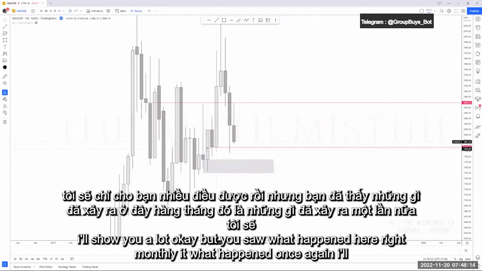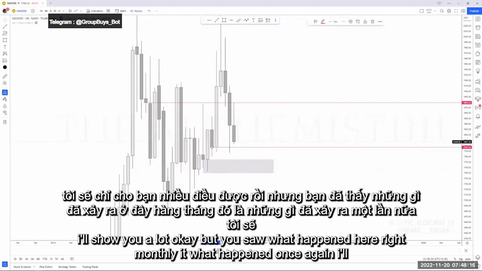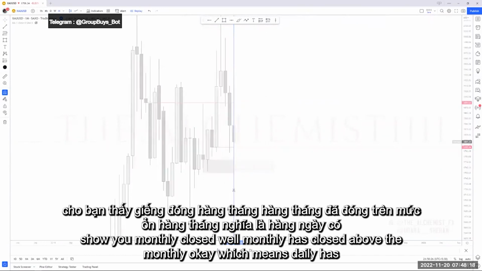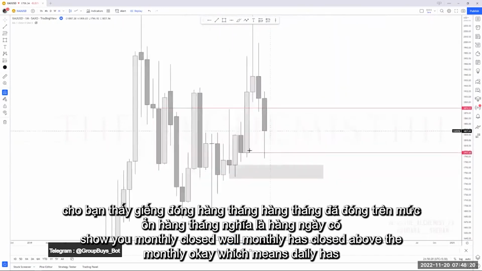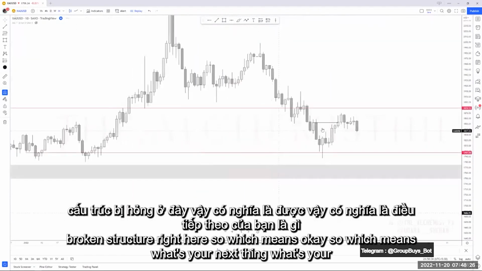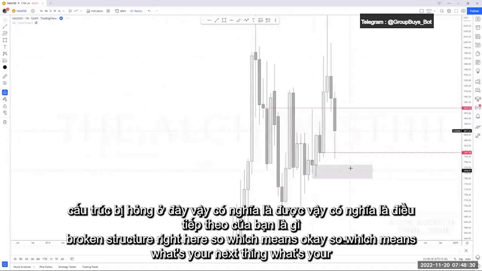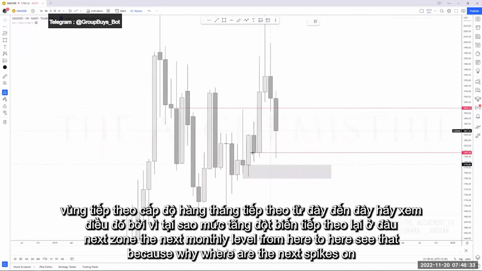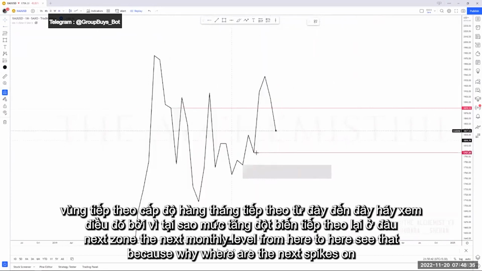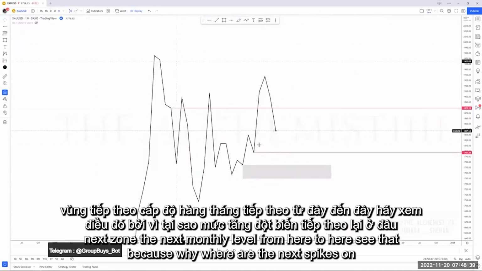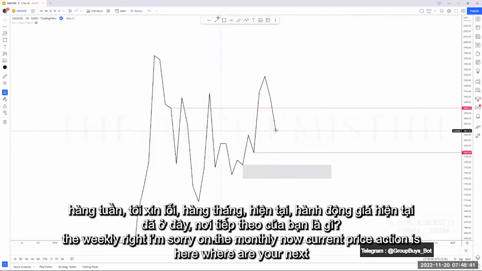But you saw what happened here. Monthly, what happened? Once again, I'll show you. Monthly has closed above the monthly. So daily has broken structure right here. So what's your next zone? The next monthly level, from here to here. See that? Because where are the next spikes on the monthly?